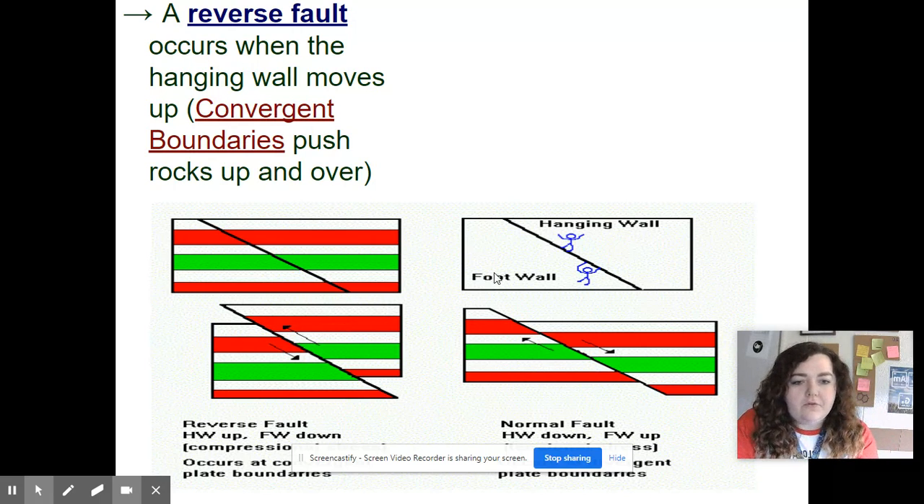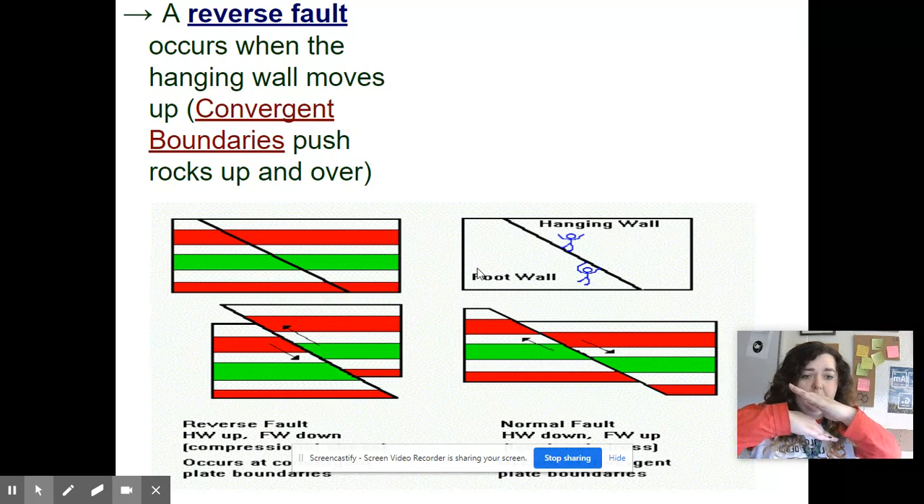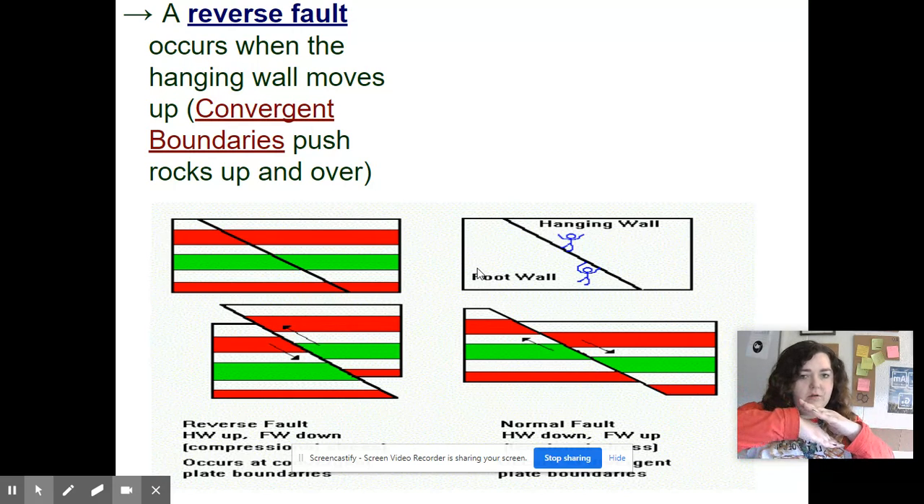Now, for a normal fault, it's going to be the opposite. Your hanging wall is going to be moving down, and your footwall is moving up. The bottom layer, or the footwall, is being uplifted while the hanging wall is coming down. I always get them confused because I want to say that in the normal fault the hanging wall is moving up, but it's not. The reverse fault is the one that has the hanging wall moving up, and the normal fault has the hanging wall moving down.